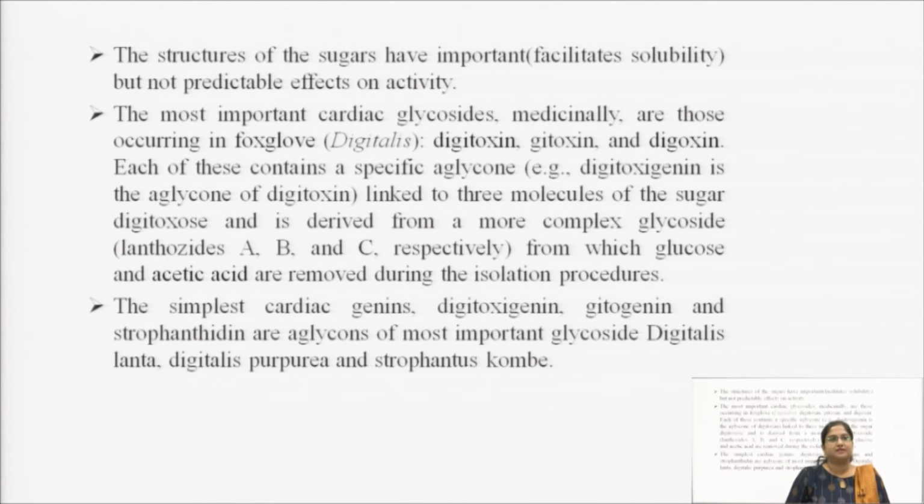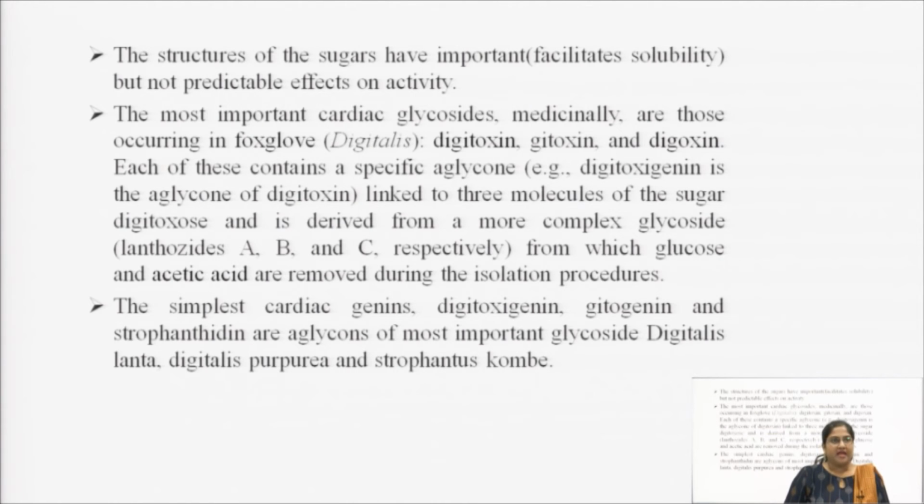That means if a proper amount of sugar is present, digoxin and digitoxin will show appropriate activity. But if we add more sugars to increase solubility, or decrease the amount of sugar, it will hamper the solubility of the drug. So the proper amount of sugar should be present, which supports solubility and does not hamper the effect of the drug.